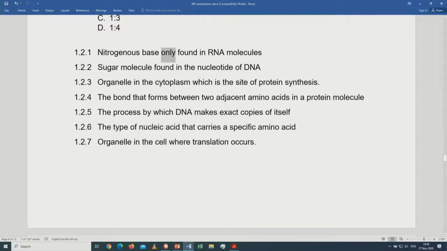And this is one of the mistakes that the candidates do. They write a polypeptide bond. That is not the correct answer. The correct answer is a peptide bond. The process by which DNA makes copies of itself, that is DNA replication, and the type of nucleic acid that carries a specific amino acid, that is the tRNA, and the organelle in the cytoplasm of the cell where translation occurs.